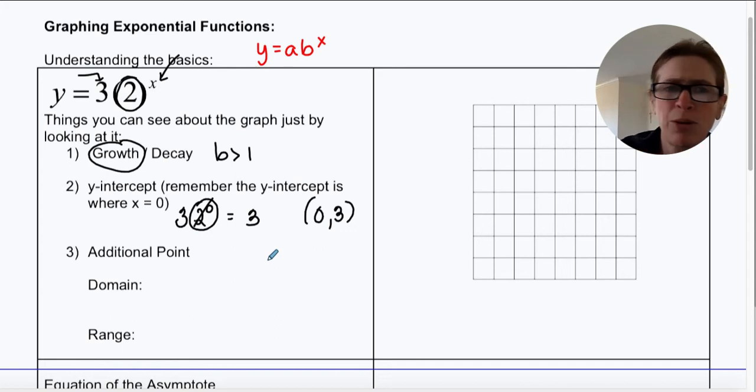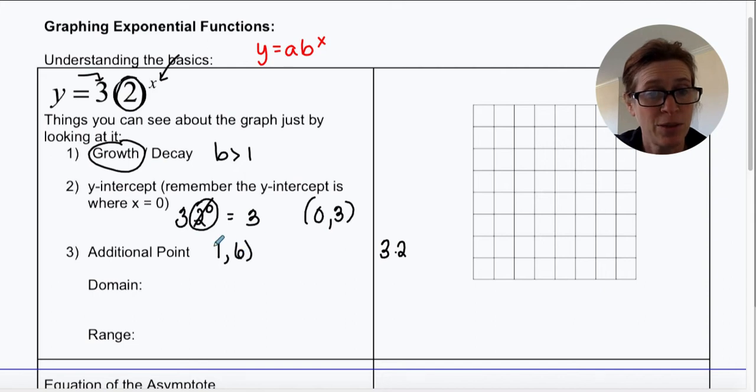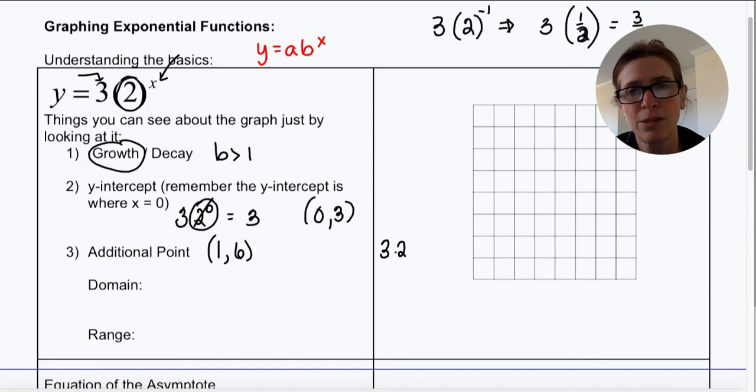Now, if I want another point on the graph, I'm going to use a pretty easy point. I'm probably just going to put in 1. If I put in 1, that's going to give me 3 times 2, which is 6. So I have (1, 6). I could put more points in. I could put in -1. If I put in -1, I get 3 times 2 to the -1. That's going to give me 3 times a half, which is 3 halves, which is 1.5. So then I have an input and an output, lots of points.